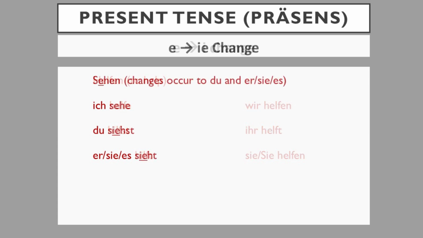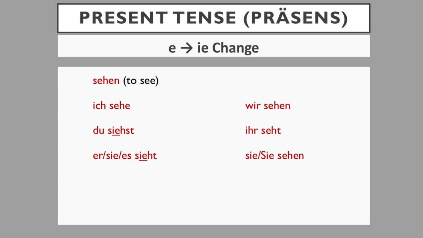The second pattern is E changes to IE. Example, sehen, to see. Ich sehe, du siehst, er/sie/es sieht, wir sehen, ihr seht, sie sehen.